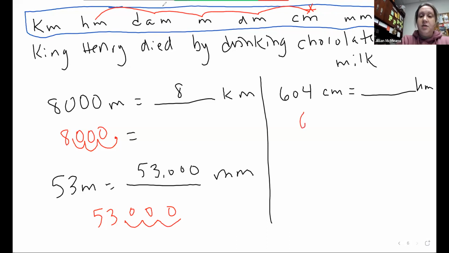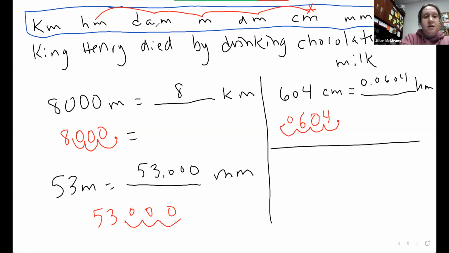So I take my 604. I don't see a decimal, so I assume it's at the end. And I'm going to move that decimal 1, 2, 3, 4 times to the left. And I just need to fill in a 0 once I get past that 6. So my final answer here would be that 604 centimeters is the same as 0.0604 hectometers. Okay, and that's it. Let's do one more, and then we'll talk about converting between the two systems.